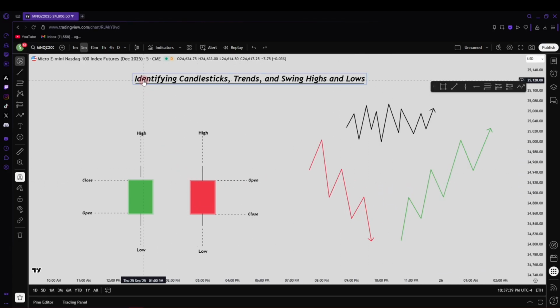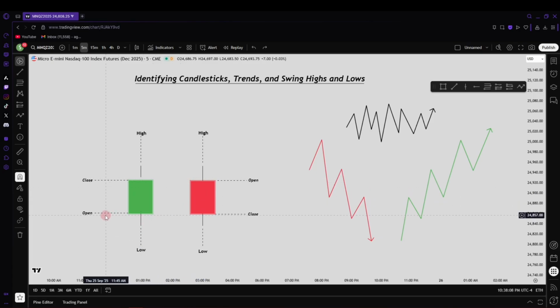Today I'm going to be teaching you guys how to identify candlesticks, trends, swing highs, and swing lows. When looking at candlesticks, you need to make sure that you can understand their opening price, their closing price, as well as the lows and highs, which are the same for both types of candlesticks. You have green, in most cases, bullish candles, and red, in most cases, bearish candles.